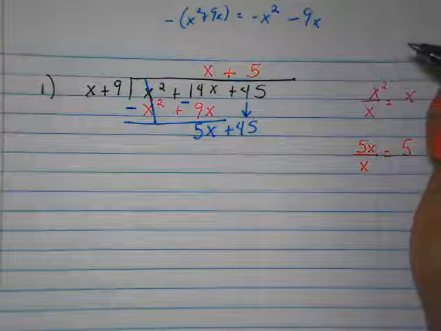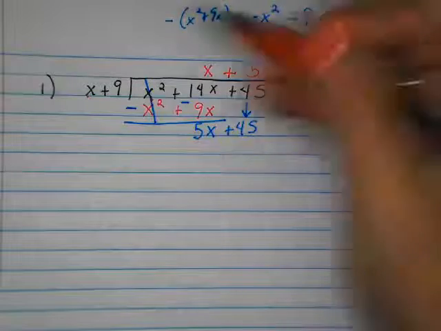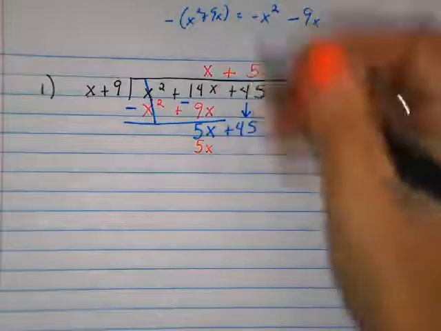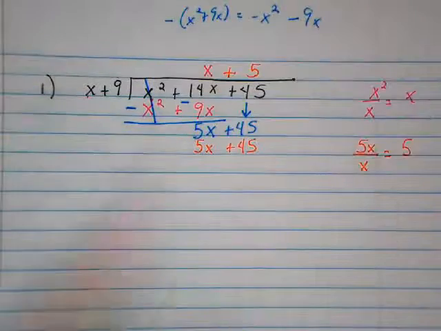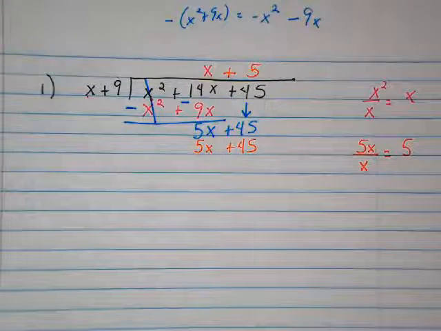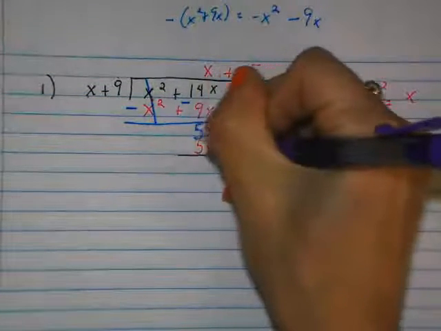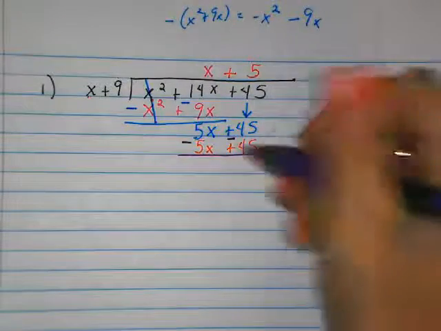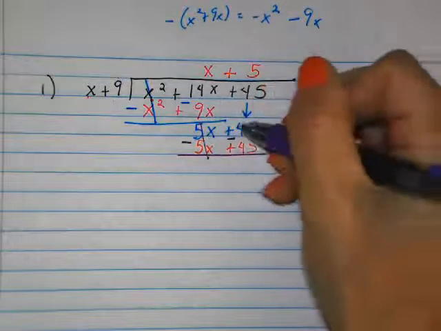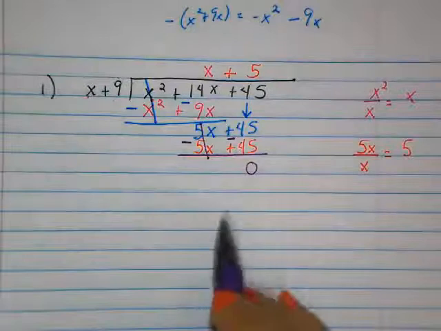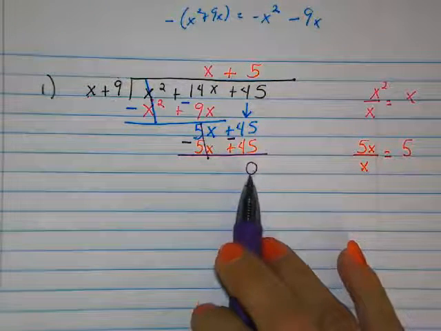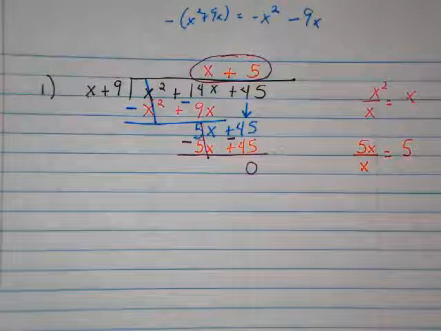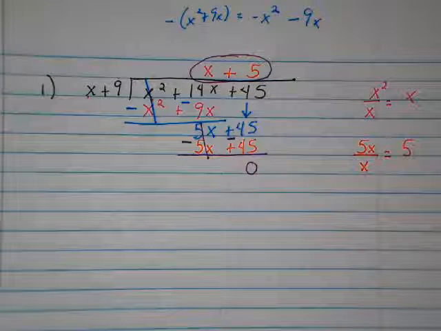Alright, back going through my steps. Step 3, multiply the 5 times the divisor. 5 times x is 5x. 5 times 9 is 45. Alright, we're at step 4, subtract. Draw a line, change your signs. So 5x minus 5x is 0, and 45 minus 45 is 0. So because I ended up with a 0, I have no remainder, and I'm done. This is my answer. Okay? So far, so good.